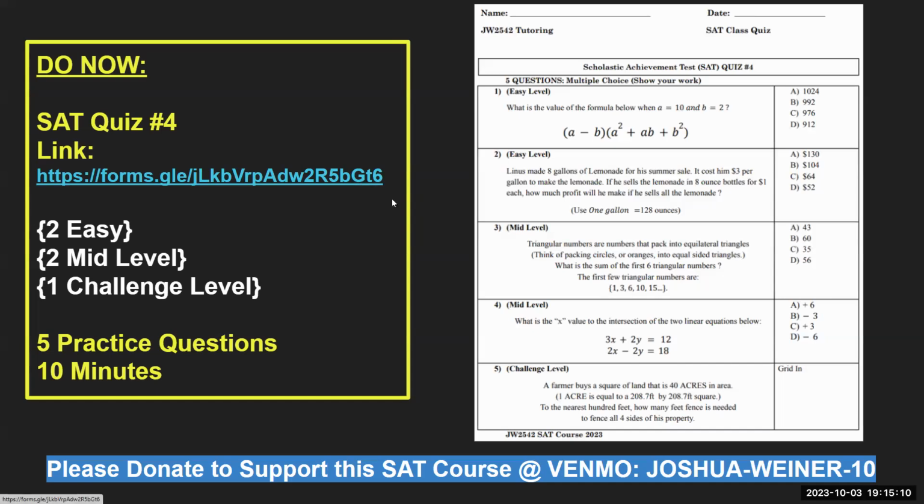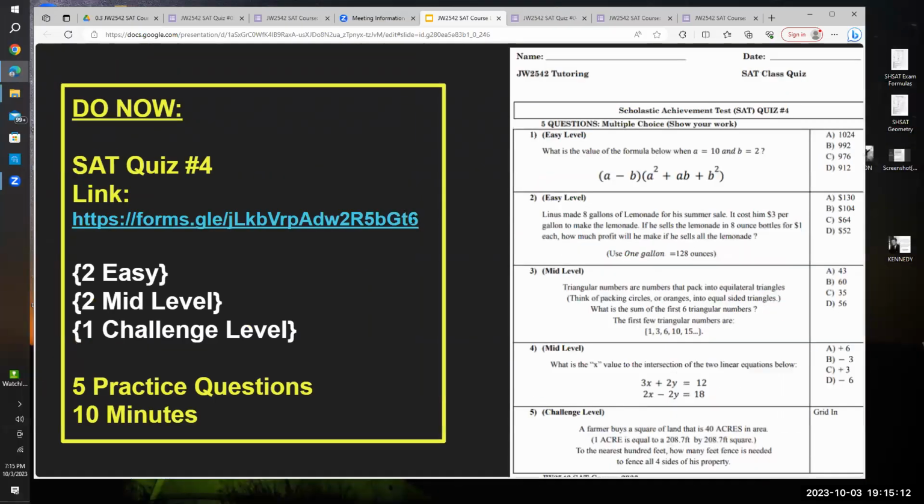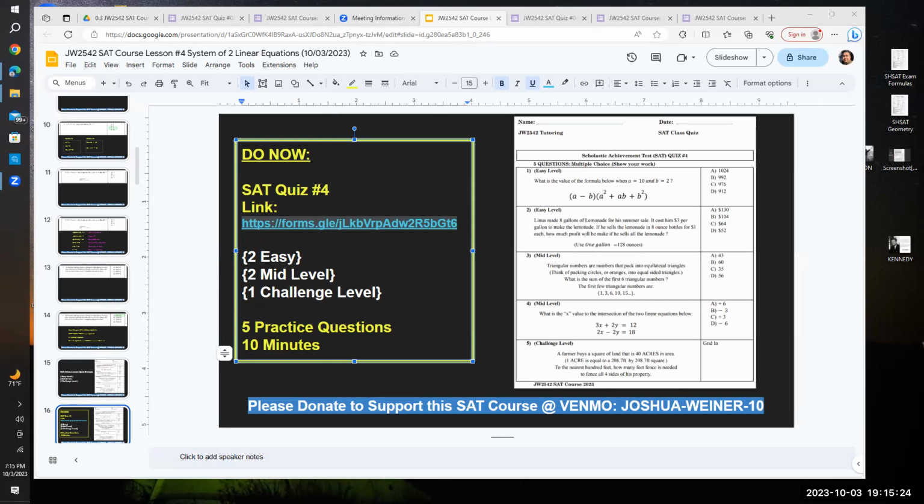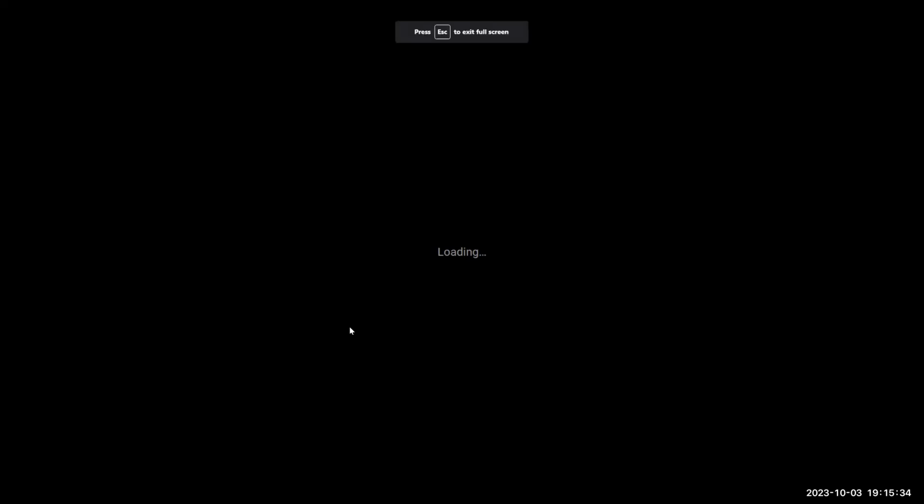So what I'm going to do is I'm going to exit the slideshow, and I'll paste the form here in the chat window as well. If you click on the link, you too can try SAT quiz number 4. And the way it works is if you click on the link in the chat window, you should see quiz number 4.